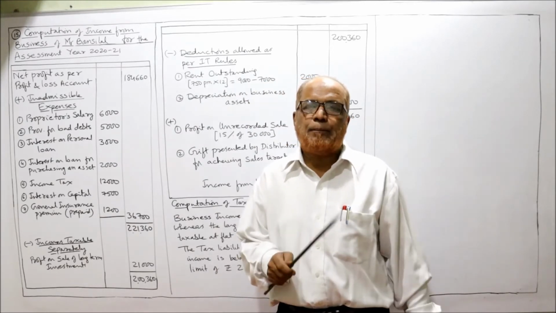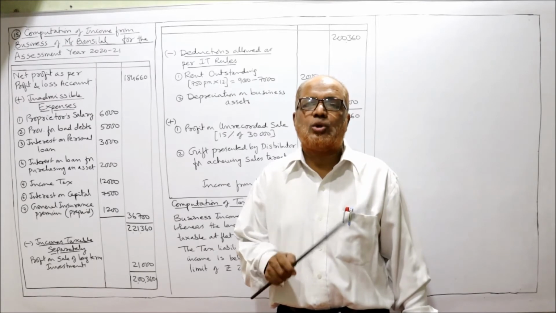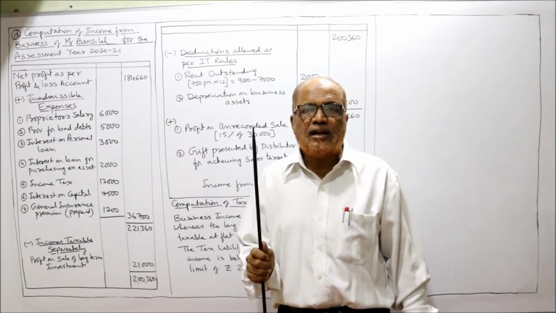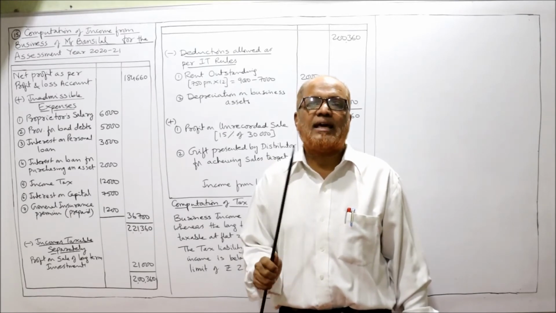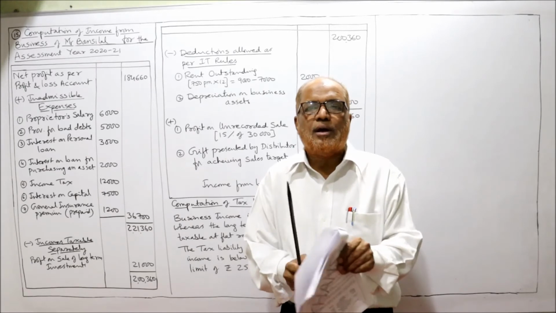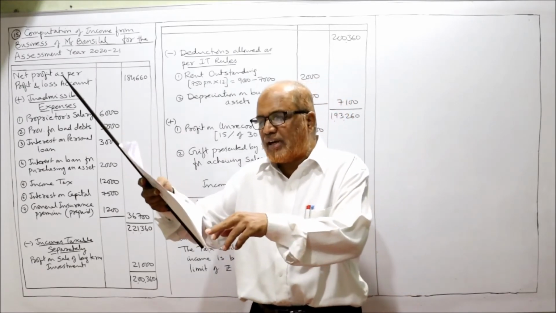So 750 per month means 750 into 12, 9,000. So for one year, rent is allowed as deduction for 9,000. But how much rent is debited to profit and loss account?